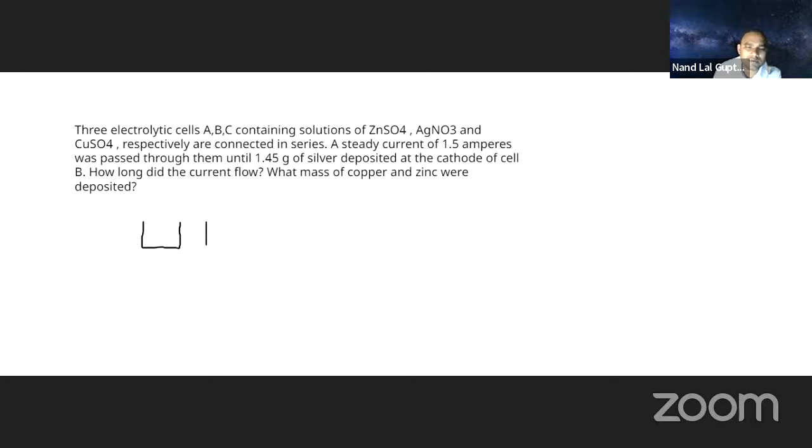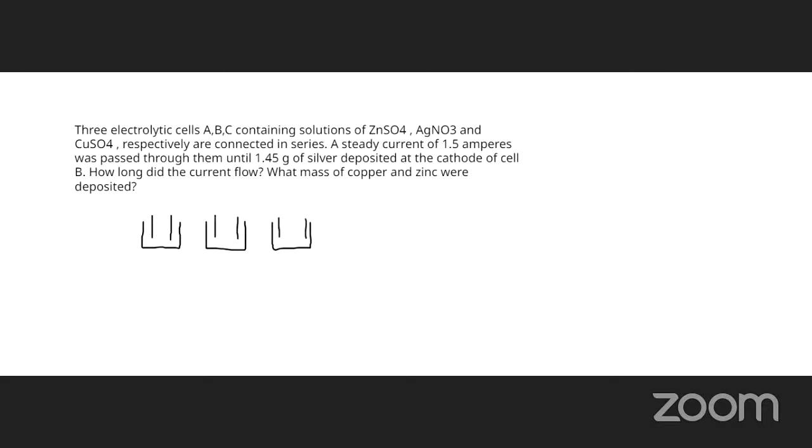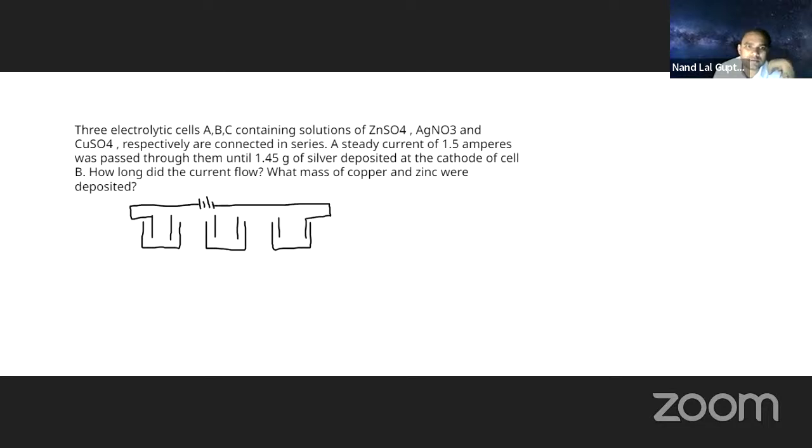Do you remember this one? The amount of the products of electrolysis is directly proportional to the amount of current passed through them. That is the first law. You are telling me the first law, not the second law. You tell me the second law. Sir, it is directly proportional to equivalent weight. The amount of substance deposited on an electrode is directly proportional to equivalent weight.